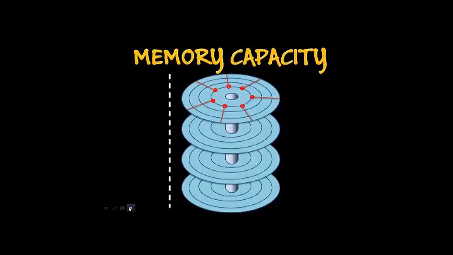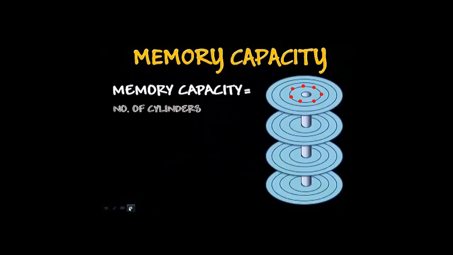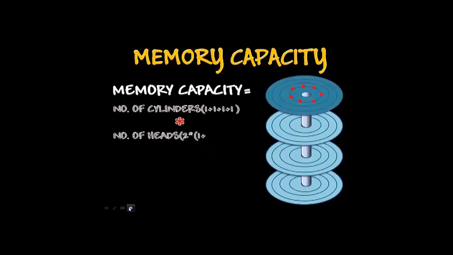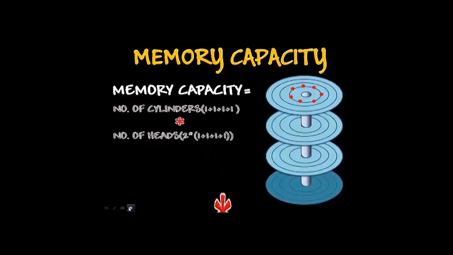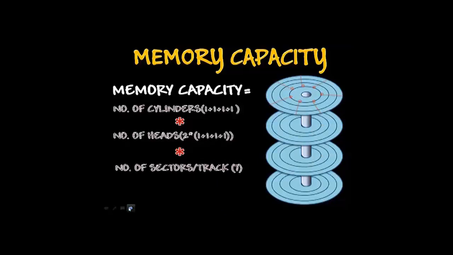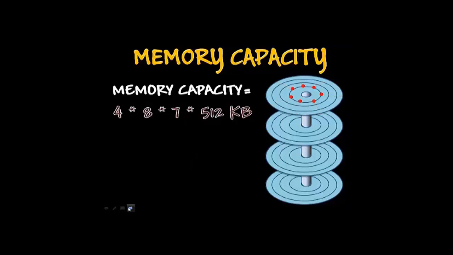Can you compute the capacity of the hard disk from the parameters just listed? We will do this by taking an example. Consider a hard disk having 4 platters, 4 tracks, 7 sectors per track and size of one sector to be 512 KB. Then memory capacity is equal to number of cylinders, which is 4, into number of heads. Since a platter has 2 heads, we have 2 into 4, that is 8 heads, into number of sectors per track, that is 7, into capacity of one sector, that is 512 KB, which is equivalent to 4 into 8 into 7 into 512 KB, that is 112 MB. Can you calculate the memory capacity in case of zone bit recording?